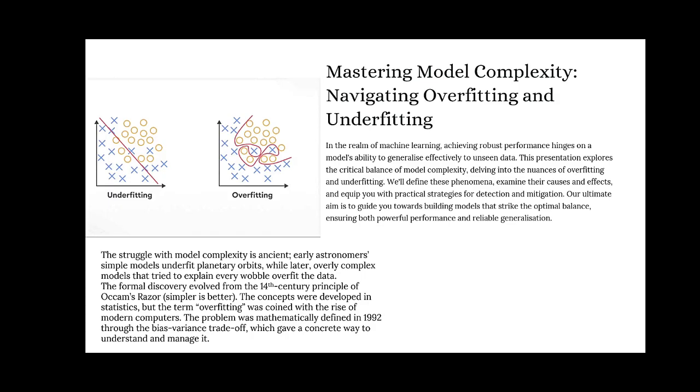This isn't a new problem. As we can see in the slide, the struggle with model complexity is ancient. Early astronomers had models that were too simple and underfit planetary orbits, while later models that tried to explain every single wobble ended up overfitting the data. The core idea is rooted in the 14th century principle of Occam's razor, which tells us that a simpler model is usually better. The term overfitting itself was coined with the rise of modern computers, and the problem was formally defined in 1992 through the bias-variance trade-off, which we will discuss in detail later.